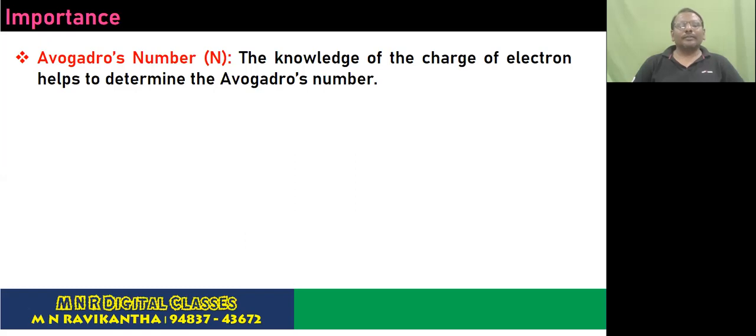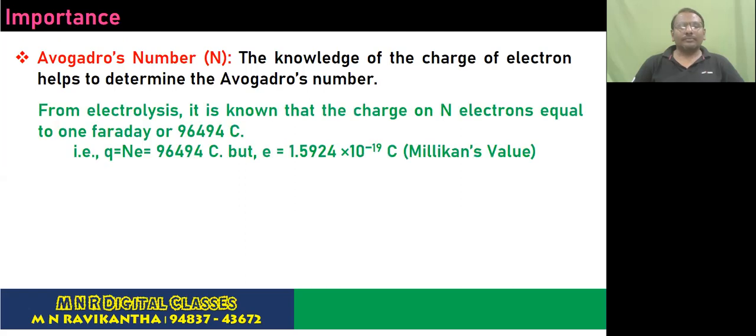This method also helps in calculating the Avogadro number. The knowledge of charge of electron helps to determine the value of Avogadro number. From electrolysis, it is known that the charge on N electrons, where N is the Avogadro number, is equal to 1 Faraday or 96,494 coulombs. The total charge of these N electrons is Q = N × e, which is equal to 96,494 coulombs. That is the experimental value obtained.